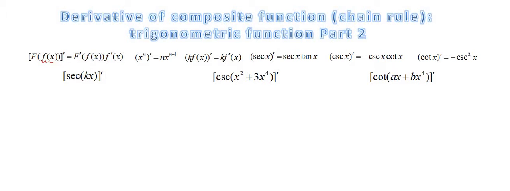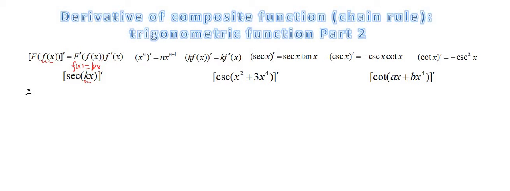Now let's take a look at the following examples. The first example is the derivative of secant kx. What is capital F? Capital F is secant. What is little f(x)? Little f(x), we can easily tell, is this: little f(x) equals kx. Now we can follow this formula.